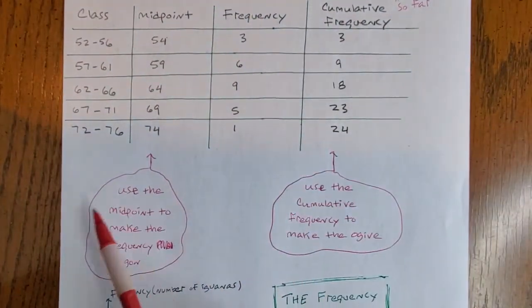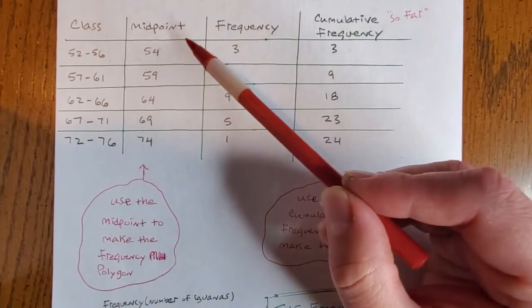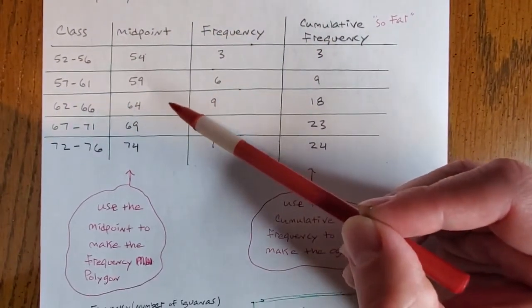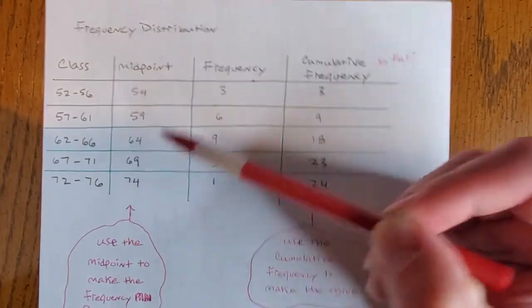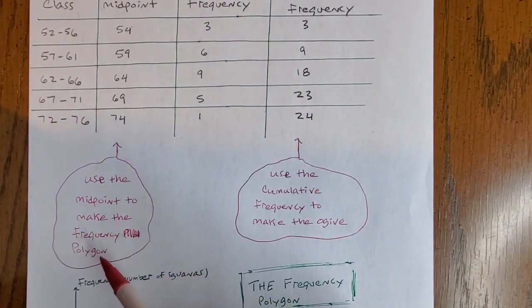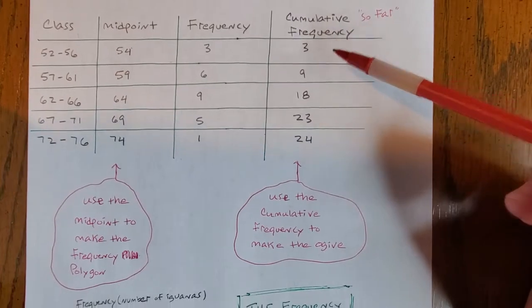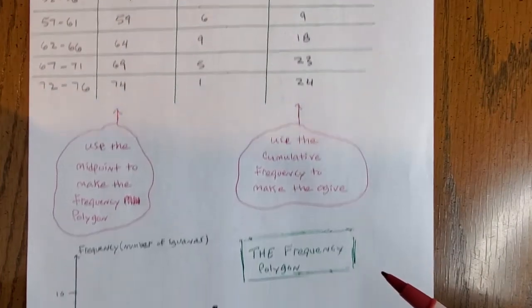But we use the midpoint to make the frequency polygon. That's why the midpoint was part of some of the frequency distributions that I made before. Even though we hadn't used it at that time, I did include it in my frequency distribution. But we use the midpoint to make the frequency polygon, and we use the cumulative frequency to make the ogive, all right? But let me show you how.